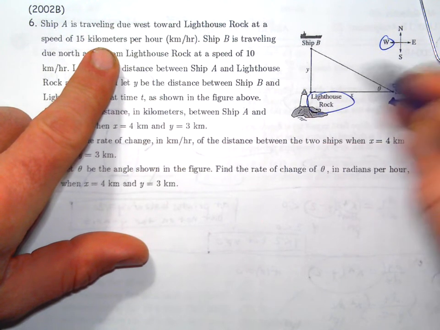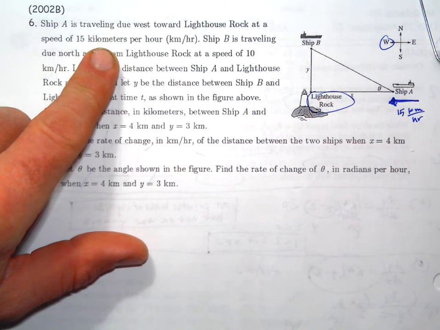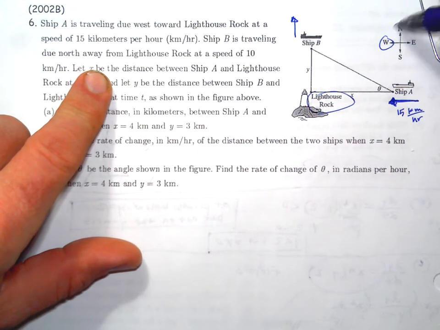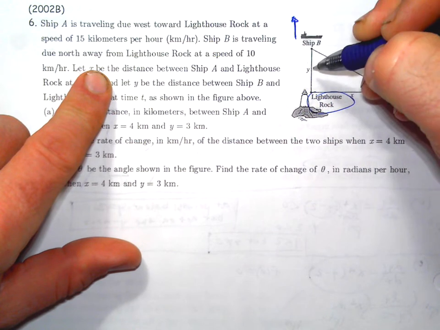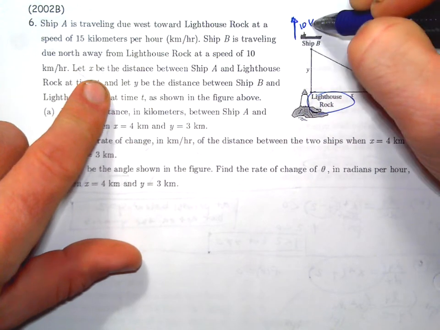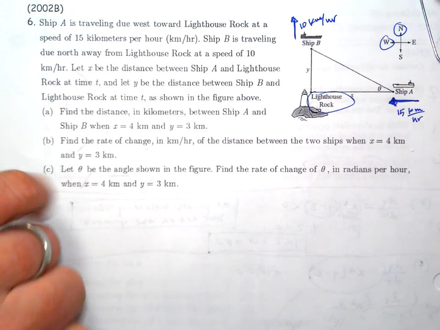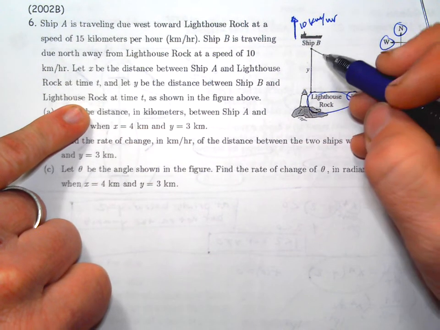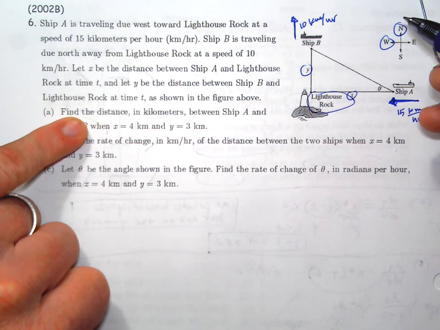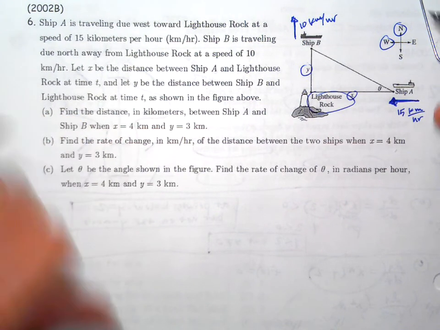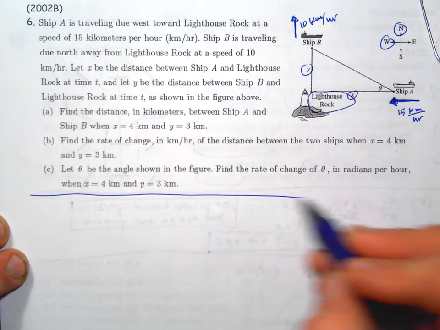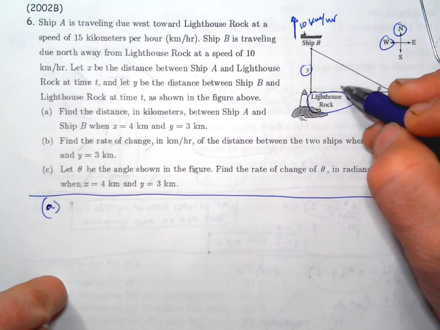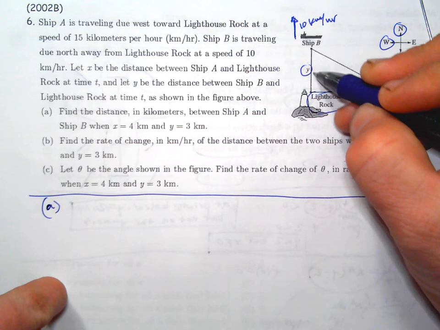So I draw a picture. They already have a picture. I'm going to add a lot of stuff to it. Ship B is traveling due north away from Lighthouse Rock at a speed of 10 kilometers per hour. Let x be the distance between ship A and Lighthouse Rock at time t. Y be the distance between ship B and Lighthouse Rock at time t. Find the distance in kilometers between ship A and ship B when x equals 4 and y equals 3.